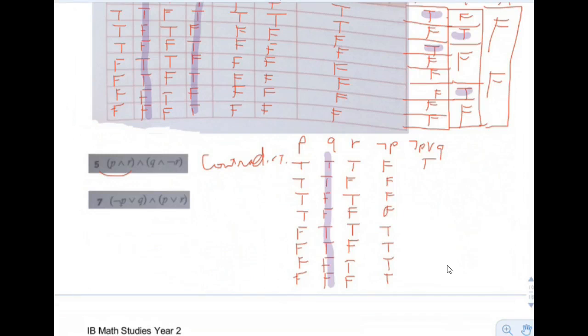Let's color in the other one. So we're going to do this one OR with that one, right? OR means anything that has a true in it is going to be true. Only the double falses are going to be false. If we look at the double falses, it's only those two. Everything else is true.